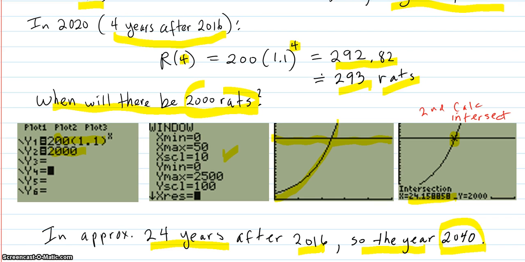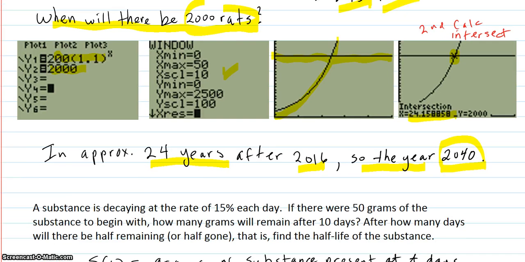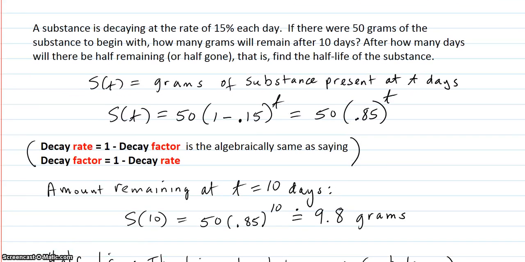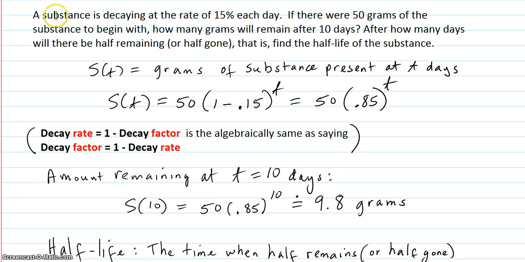Now we have another example of exponential decay. A substance is decaying at the rate of 15% each day. If there were 50 grams of the substance to begin with, how many grams will remain after 10 days? After how many days will there be half remaining? Or you could say half gone. That is, find the half-life of the substance.